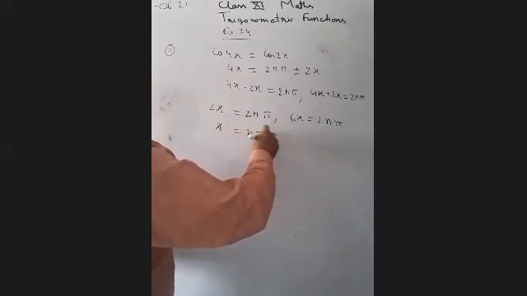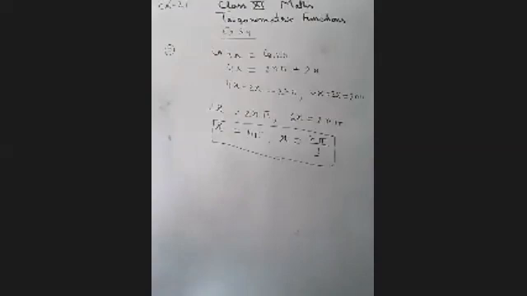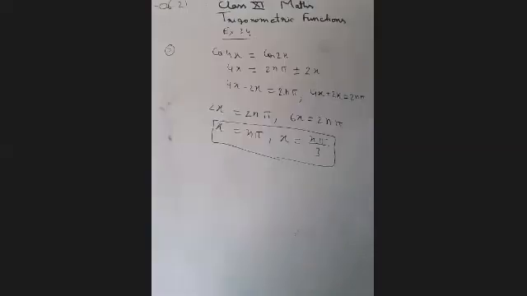Here we are dividing by 3, so x is equal to n pi upon 3. These two are the general solution. If we write the answer in terms of x, then it is the general solution. Similarly, you can see the other questions. We have them in the same manner.